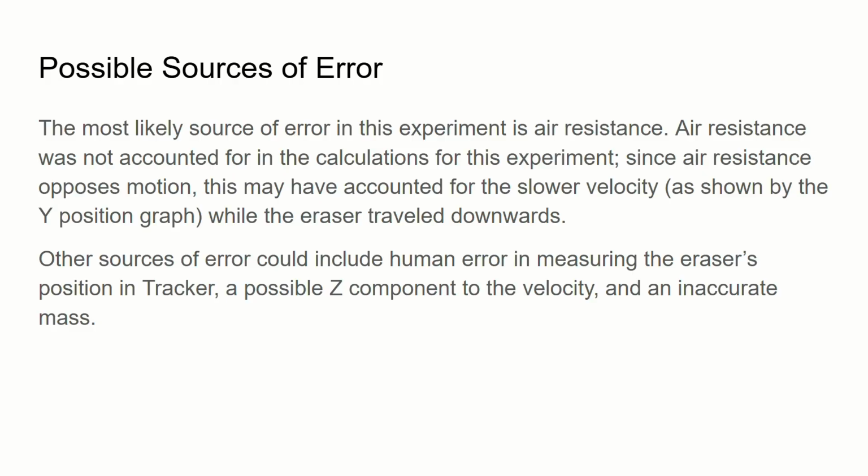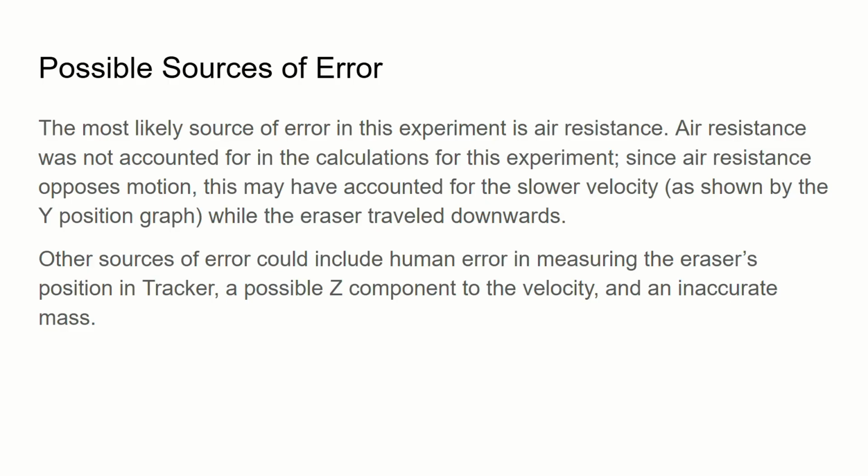The most likely source of error in this experiment is definitely air resistance. Air resistance is another force that was just not accounted for in the calculations, and this would definitely throw off the force due to gravity. It would make the acceleration much less than it was in our calculations. So I think that's the main reason.